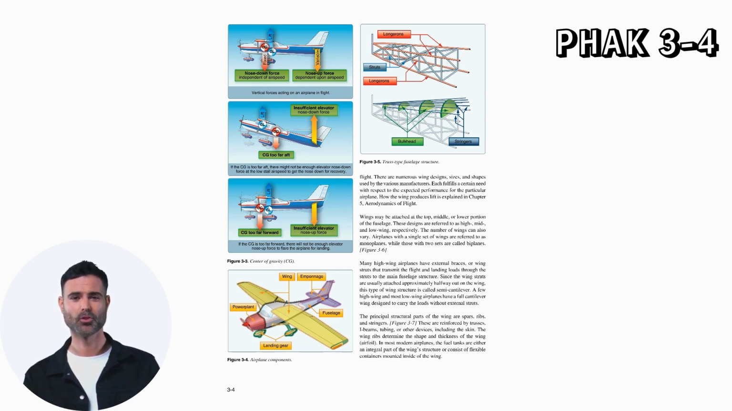The principal structural parts of the wing are spars, ribs, and stringers. These are reinforced by trusses, I-beams, tubing, or other devices, including the skin. The wing ribs determine the shape and thickness of the wing airfoil. In most modern airplanes, the fuel tanks are either an integral part of the wing structure or consist of flexible containers mounted inside of the wing.